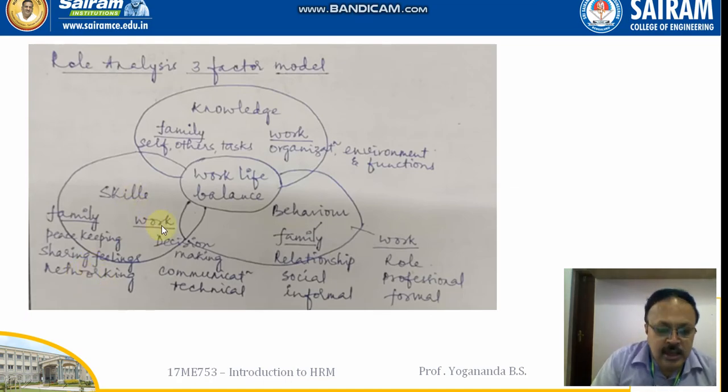Then, an employee should have the working skills, like decision making, communication, and technical skills. Then behavior. As a family member, he should know how to maintain good relationships, social behavior and informal behavior within the family and outside the family. And in his working place, he should know his behavior, both professional, formal and informal behavior.